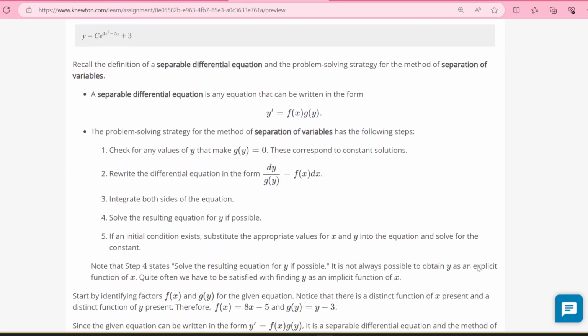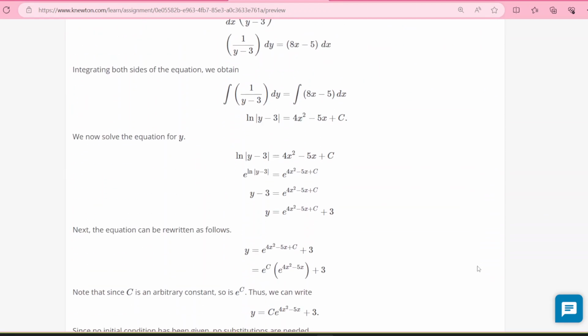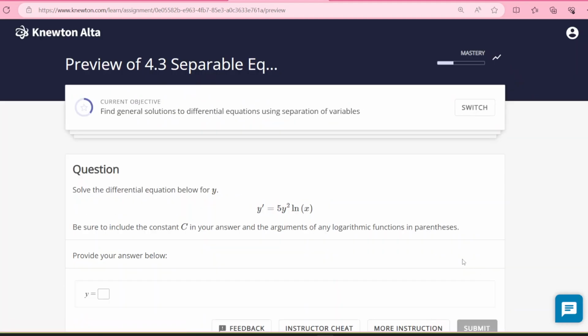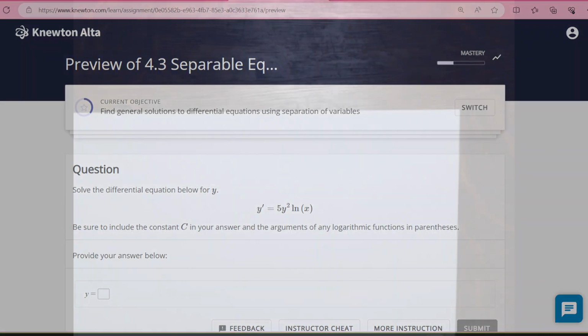Wonderful. So another one. And again, they want us to solve for y, get the explicit form of the solution. So I'll write the equation out, and we'll do the separation and then integration, and then solve for y.